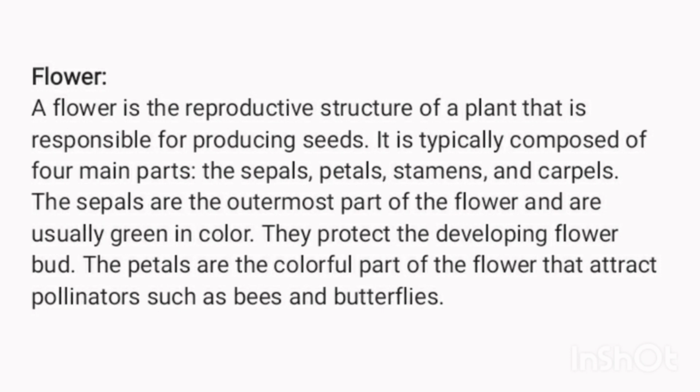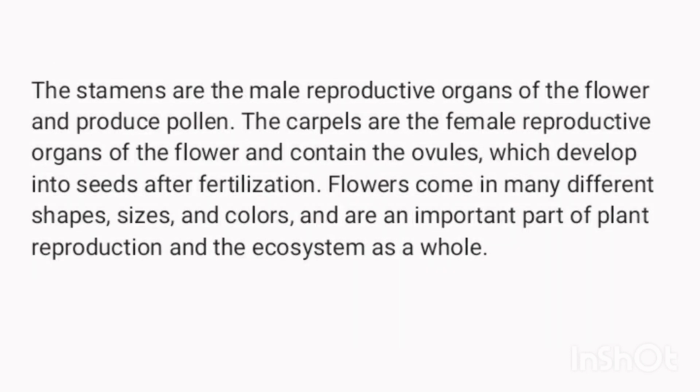The sepals are the outermost part of the flower and are usually green in color. They protect the developing flower bud. The petals are the colorful part of the flower that attract pollinators such as bees and butterflies. The stamens are the male reproductive organs of the flower and produce pollen.